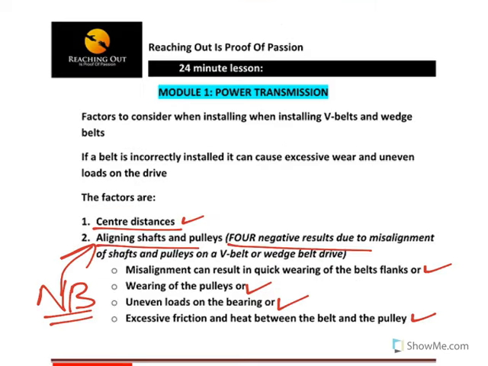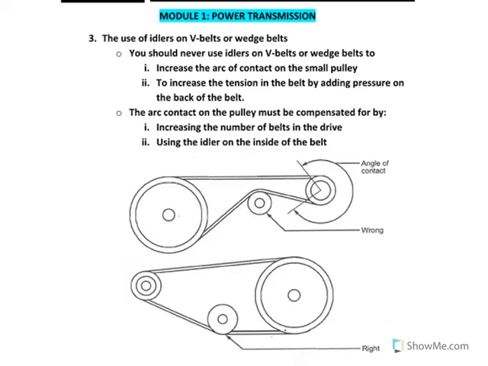The other factor to consider when installing this V-belt or wedge belt is the use of idlers on the V-belt and the wedge belt. Now, in regard to idlers, you should never use idlers on V-belts or wedge belts to increase the arc of the contact on the small pulley, such as this one. You are trying to increase the arc of the contact by putting an idler in the wrong space. Here, this is an idler they are talking about, but this particular idler, when you put it from outside so that you can increase the contact on the smaller pulley, it is the wrong way.